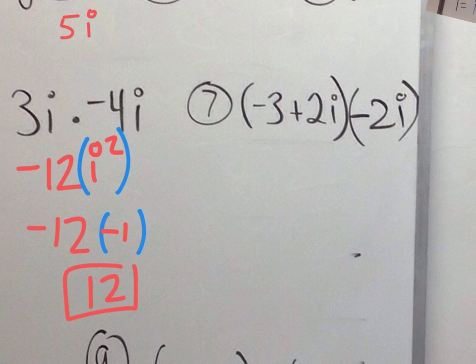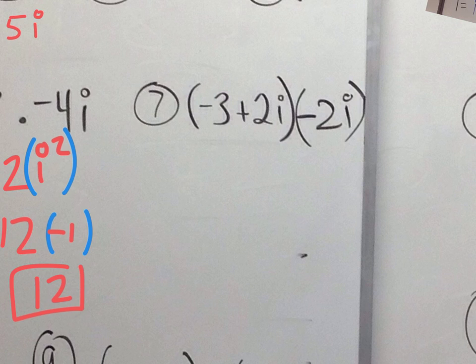You see, it's easy. This next one, distributive property. Just pretend it's an x. You have negative 2x times negative 3. It's going to be a positive 6x. But it's really an i.